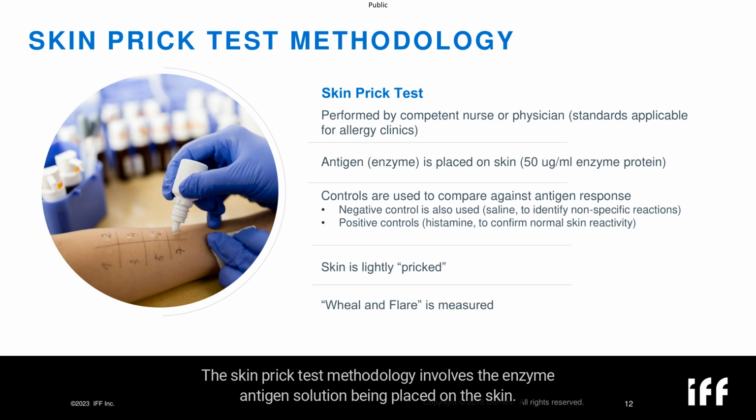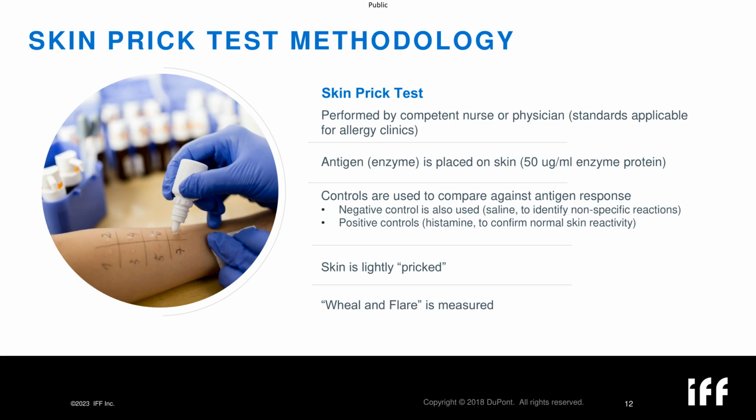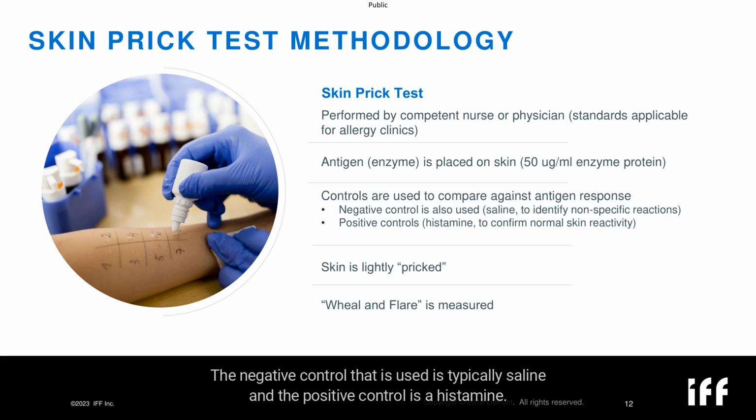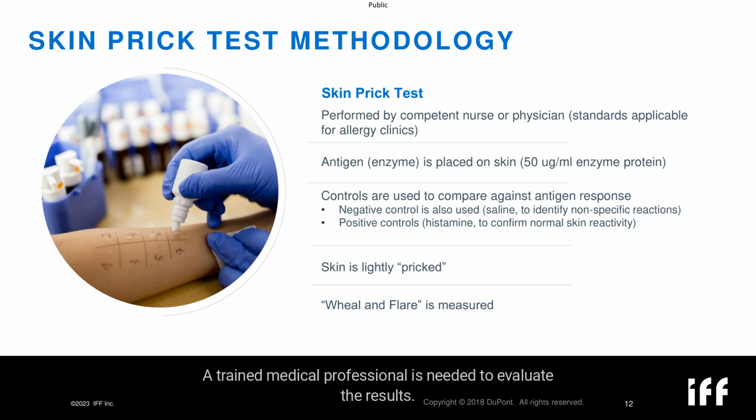The skin prick test methodology involves the enzyme antigen solution being placed on the skin. The solution is developed by selecting an enzyme used in the workplace. Results are compared to a positive and negative control. The negative control that is used is typically saline, and the positive control is a histamine. A positive test results if a wheal and flare of a specific size is present on the skin after 10 minutes. A trained medical professional is needed to evaluate the results.